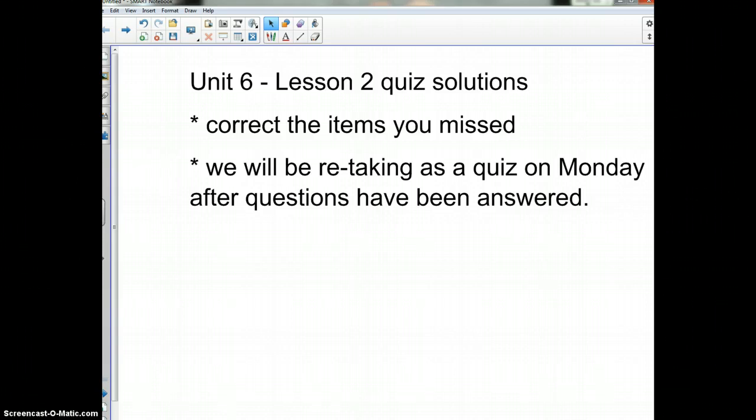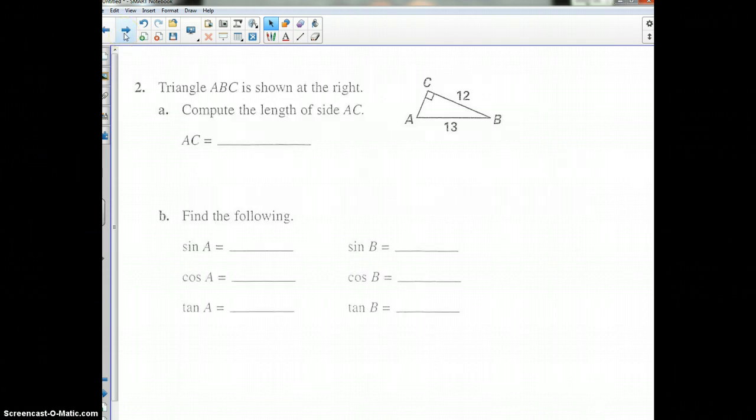All right, so today the video made for this class will be about the Lesson 2 quiz on Unit 6. This is to help those of you that maybe didn't do as well. So I'll be going through each one of the problems. To get started, the first problem we're going to be doing is computing the length of AC.